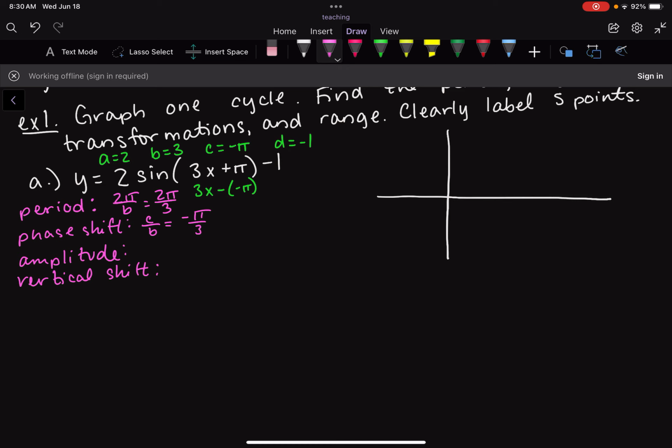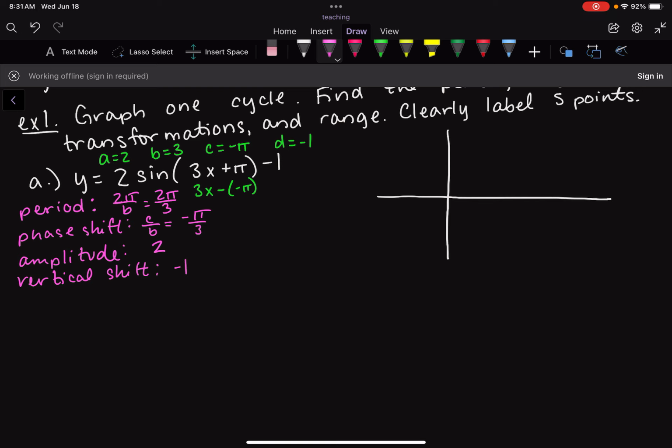Amplitude is my A value. It's also the absolute value of A. So if A was negative or something, that would not be the amplitude. The positive version would be the amplitude. But this is just going to be 2. And then the vertical shift is negative 1.